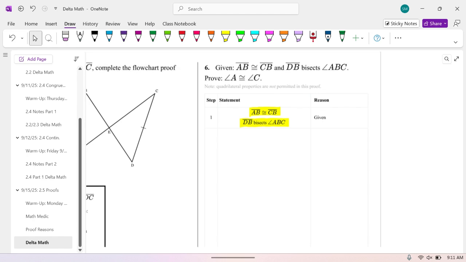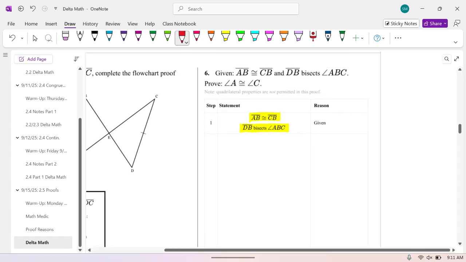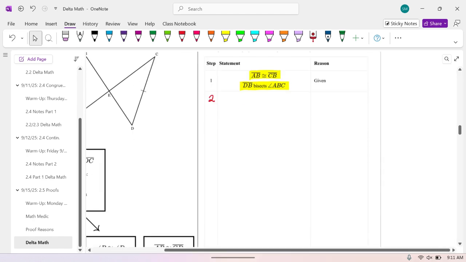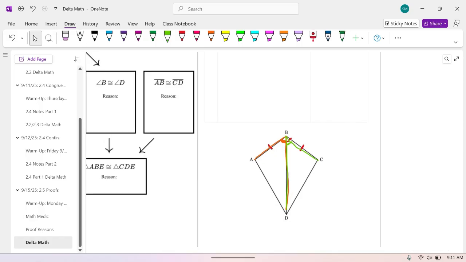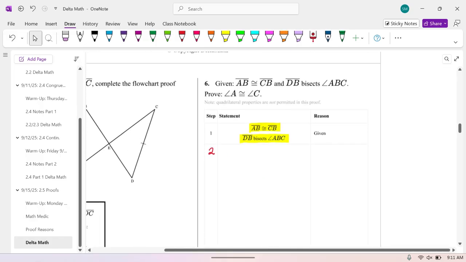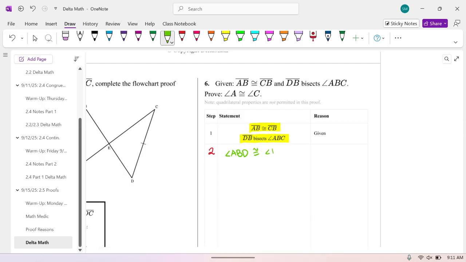Say it one more time. Right. So we're going to use the whole 3-letter thing. So we're going to state that angle ABD is congruent to angle CBD. All right. So angle ABD is congruent to angle CBD.